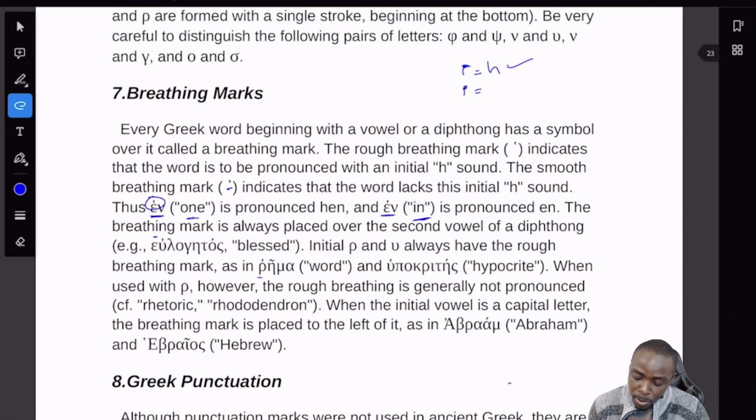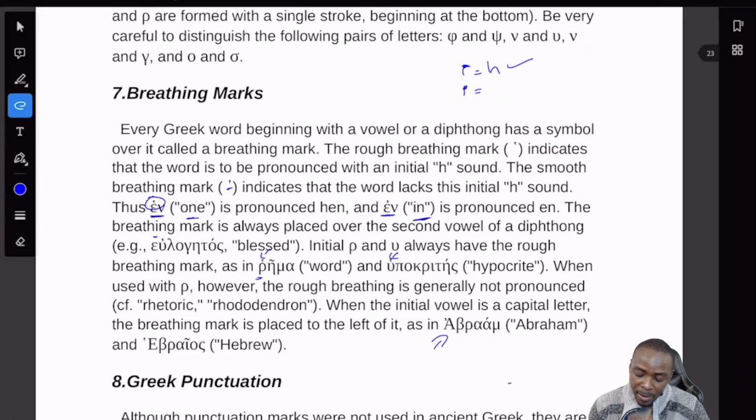Initial rho and upsilon always have the rough breathing mark, as in rhema. Notice it's over the rho, a rough breathing mark. And hypokrites, over the upsilon, rough breathing mark, hypocrite. When used with rho, however, the rough breathing is generally not pronounced, for instance, rhetoric or rhododendron. When the initial vowel is a capital letter, the breathing mark is placed to the left of it, as in capital alpha, with a smooth breathing mark beside it, which is Abraham.